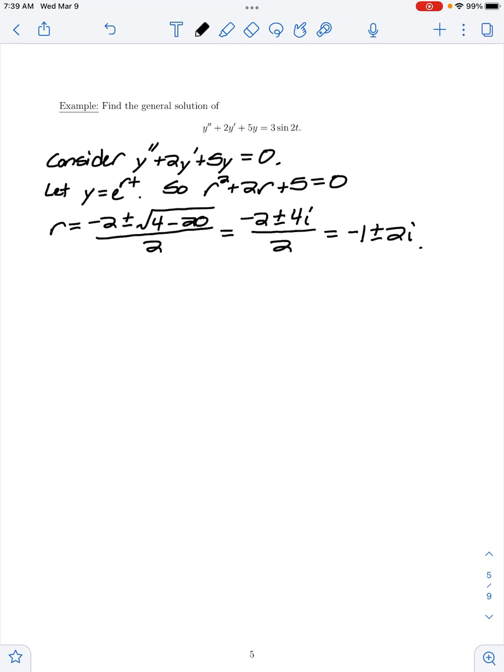So here we're working with the case of complex conjugate roots of our characteristic equation, which means that our general solution of the homogeneous equation, that is our homogeneous solution, would be of the form c1 e to the -t cosine of 2t plus c2 e to the -t sine of 2t.